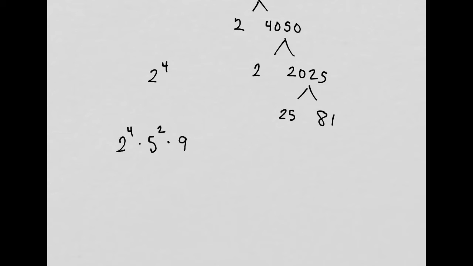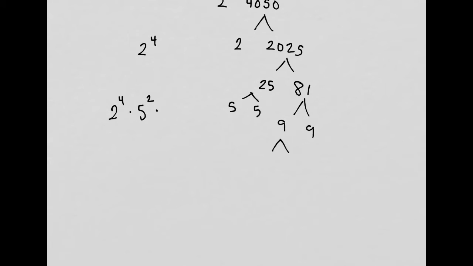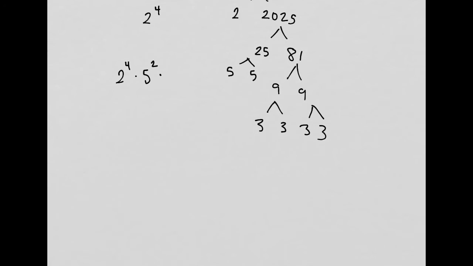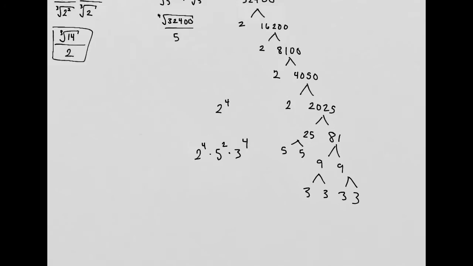Oh, actually, no, wait. That's 3. Divide by 9 and 9. If I divide it by 5, nothing happens. So that's fine. But this becomes 3 and 3 and 3 and 3. So really what I have is 3 to the 4th. That's beautiful. That's beautiful.